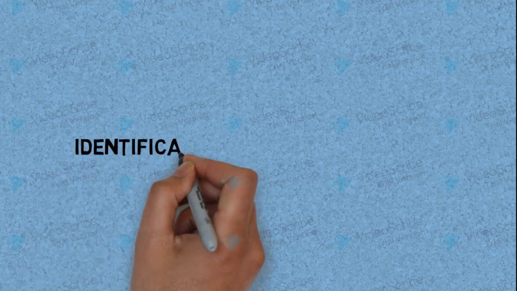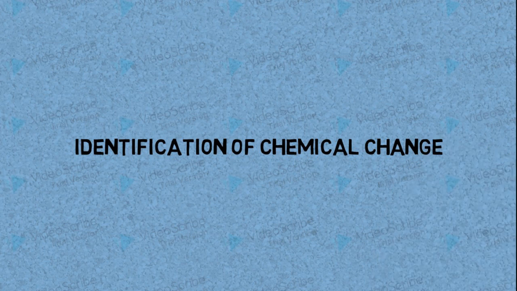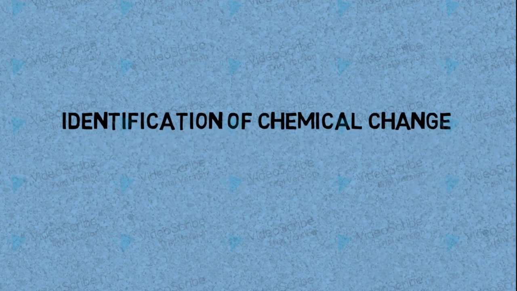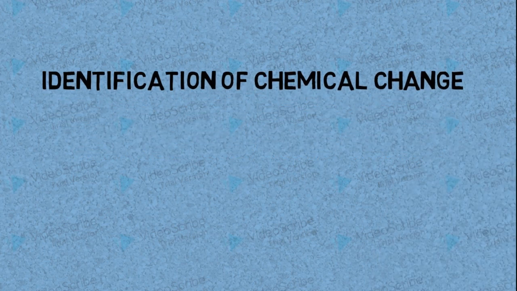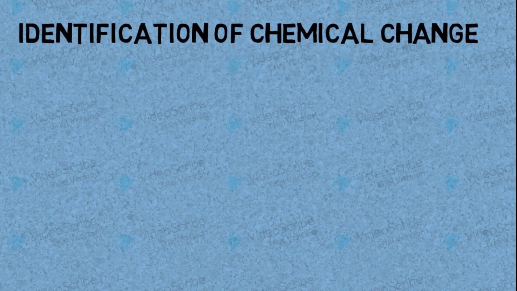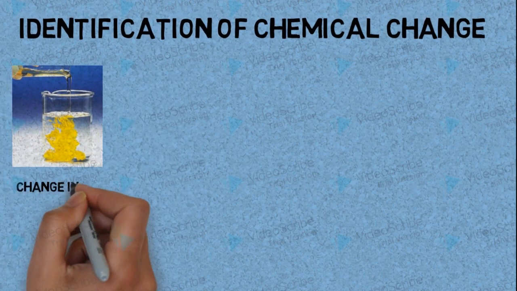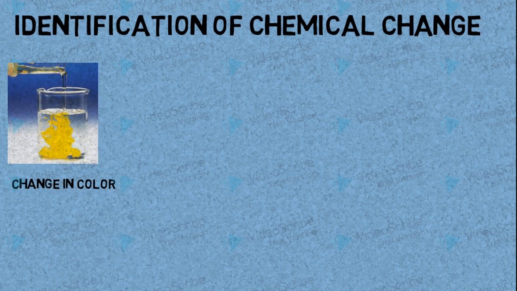Hello everyone. In this lecture, we will learn identification of chemical changes. In the previous video, I told you what are chemical changes. Now I will tell you 4 ways by which you can identify whether a chemical reaction has taken place or not. First is change in the color of the substance.